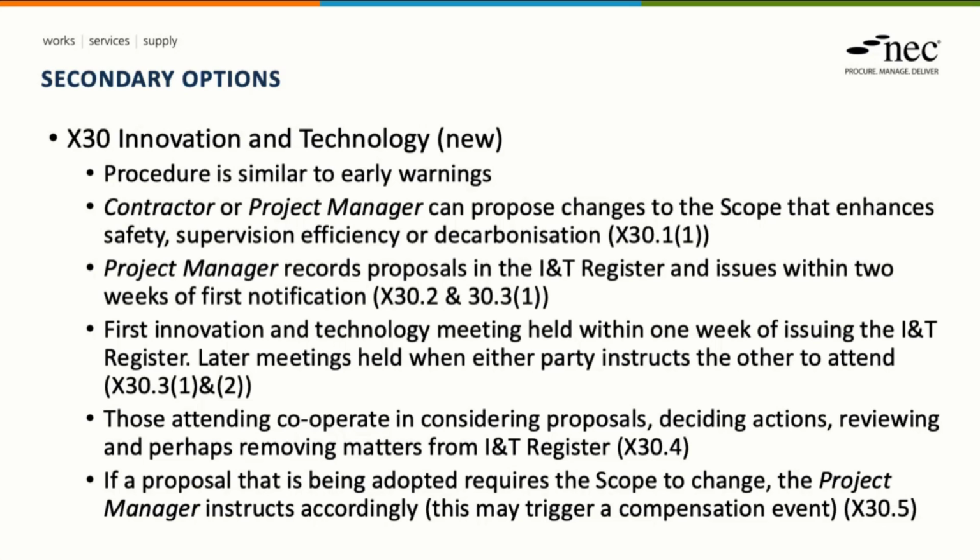We have an innovation and technology register. So this is similar to the early warning register, and the purpose of this document is to record what's discussed in the meetings along with recording the proposal itself, and also to track where we've got to in terms of either making this change or not. And so the intention here is to have regular meetings to consider proposals and decide the next steps. Where a proposal requires the scope to change, the project manager is required to instruct. And of course, a change in scope, depending on its nature, may trigger a compensation event.